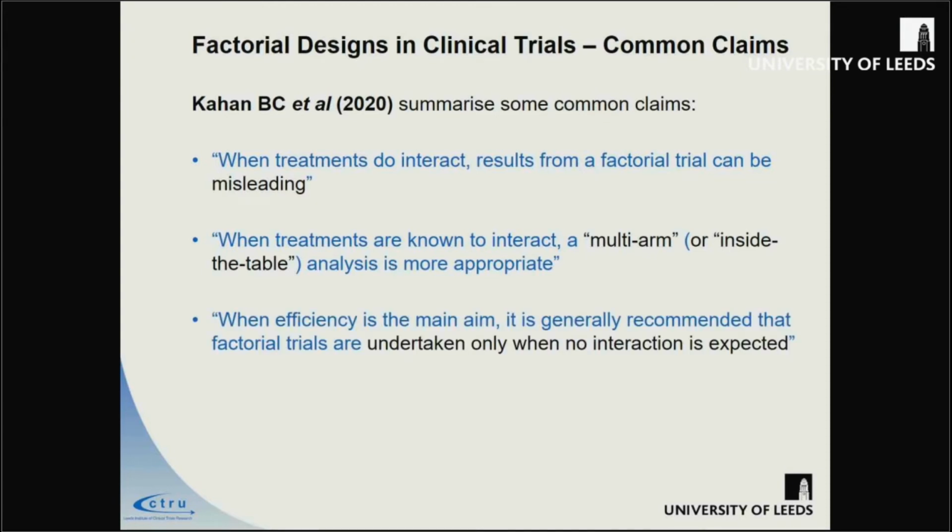They also say that when efficiency is the main aim, and I'm not sure it is just efficiency that is the main aim, but we'll sort of ignore that for the time being, it is generally recommended that factorial trials are undertaken only when no interaction is expected. And so as a result, I'm having quite definite problems trying to do factorial trials where I am expecting to find interactions, because this is the status quo, this is what everybody believes.